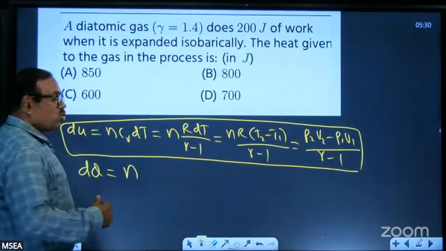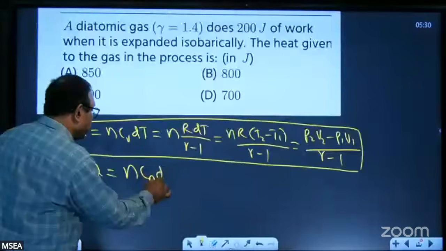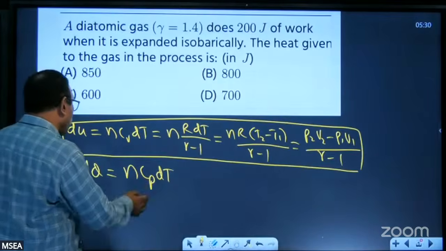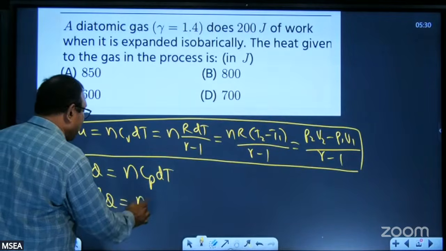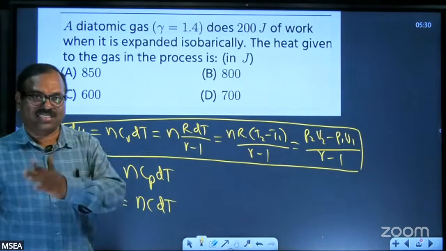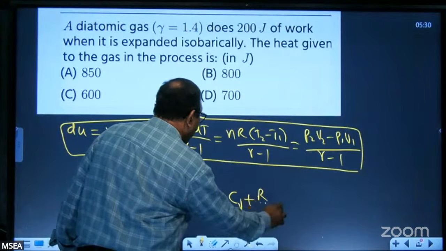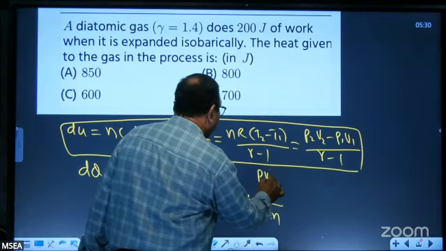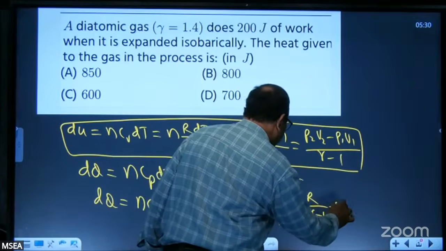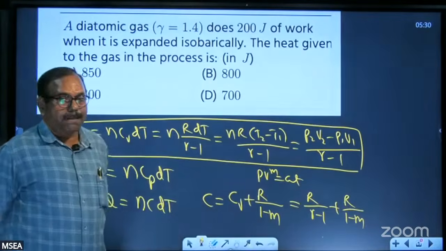Okay, so the amount of heat supplied at a constant pressure: whenever they ask about constant pressure, then dQ is equal to nCp dT. Suppose you don't know about constant pressure, then dQ = nC dT, where C is the specific heat of that particular process. Generally, for a particular process, C is equal to Cv plus R by 1 minus m, when PV to the power of m is constant. Or we can write it as R by gamma minus 1 plus R by 1 minus m. So PV to the power of m is constant.